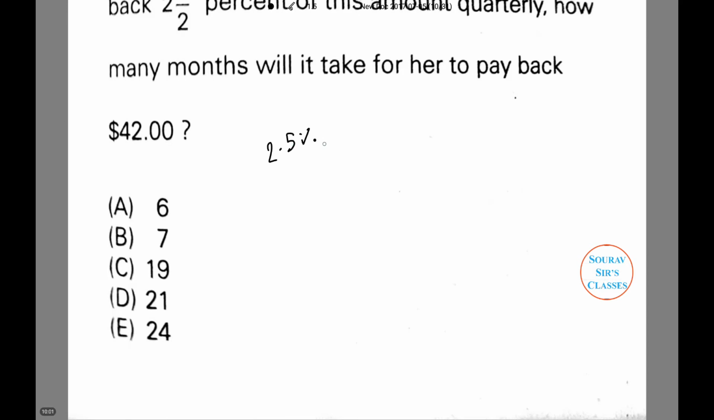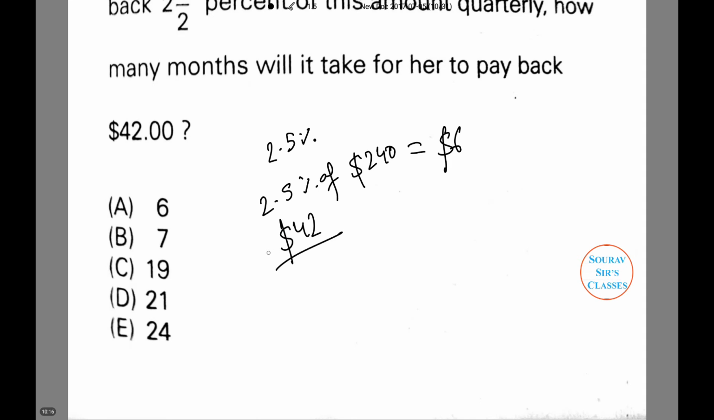Now Laura pays back 2.5% of the loan each quarter of the year. That is 2.5% of $240, which is nothing but $6. If she already has paid $42, that means she has paid 42 divided by 6, or 7 quarters. To pay back $42 requires 7 quarterly payments.